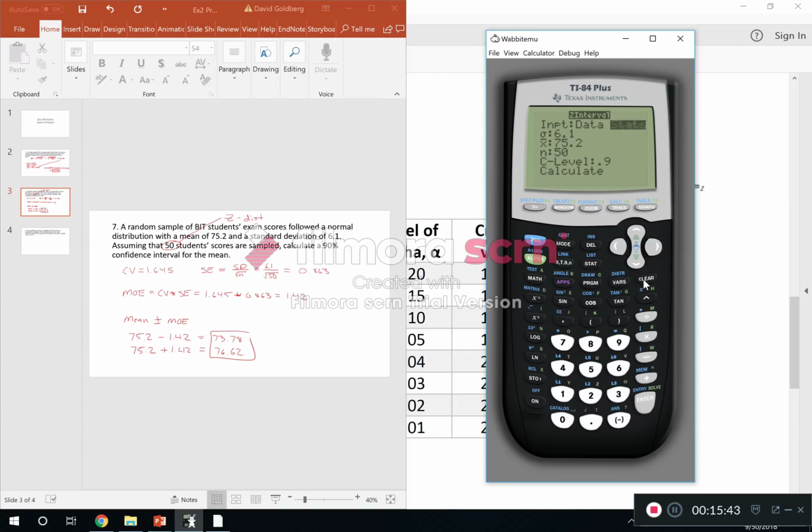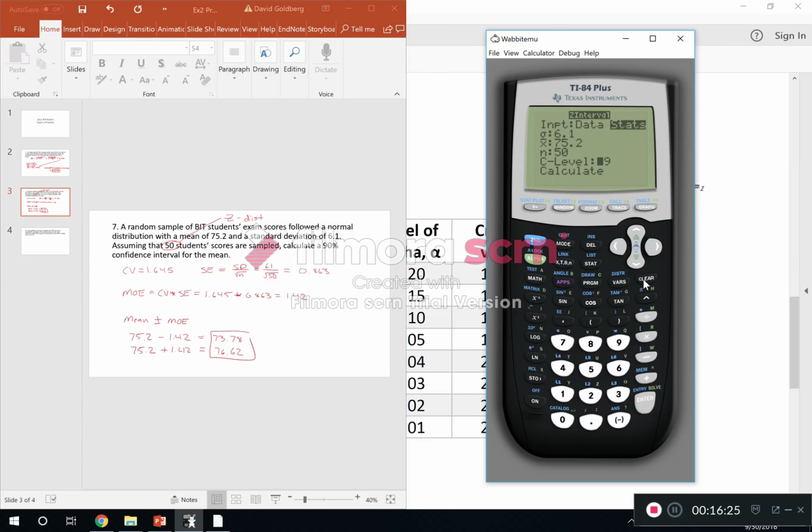Here I've already entered all of my parameters, but I'll go over what each of them is. Up at the top, you always want to select Stats as opposed to Data. If you select Data, then instead of asking you for these parameters, it'll try to read the data out of a list, which isn't what we want here. Then you're asked for sigma, which is the notation for your standard deviation. The problem gives us that as 6.1. X bar is our mean, which the problem gives us as 75.2. N is our sample size, which the problem gives us as 50. And finally, C-level, that's our confidence level. What level confidence interval do we want? In this case, we want a 90% confidence interval, so we enter 0.9 here.